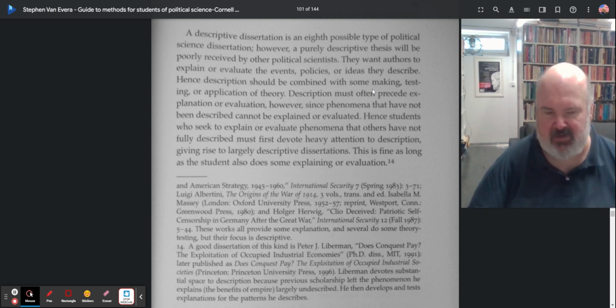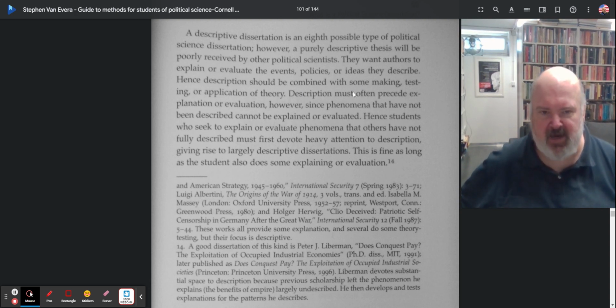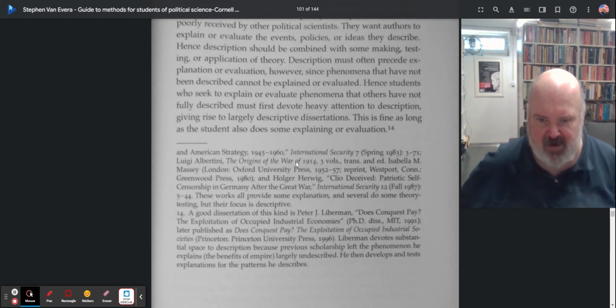Now, the only exception is if you're describing things that were never known before. Okay, hence description should combine some making, testing, or explanation of a theory. Descriptions often precede explanations or evaluations, since phenomena that have not been described cannot be explained or evaluated, right? Hence, students who seek to explain or evaluate phenomena that others have not fully described must first devote heavy attention to description, giving rise to largely descriptive dissertations. This is fine as long as a student also does some explaining and evaluation, right?